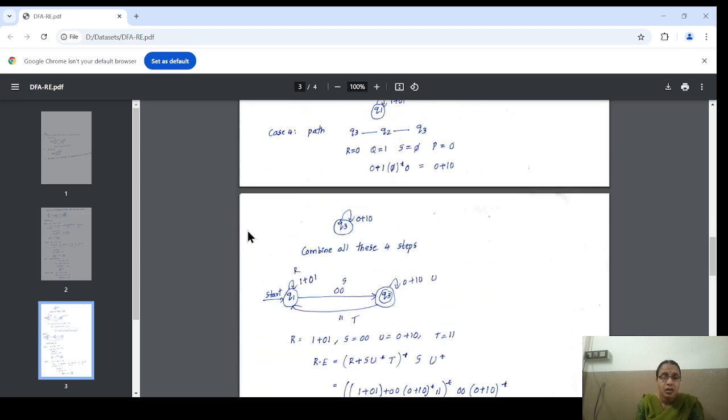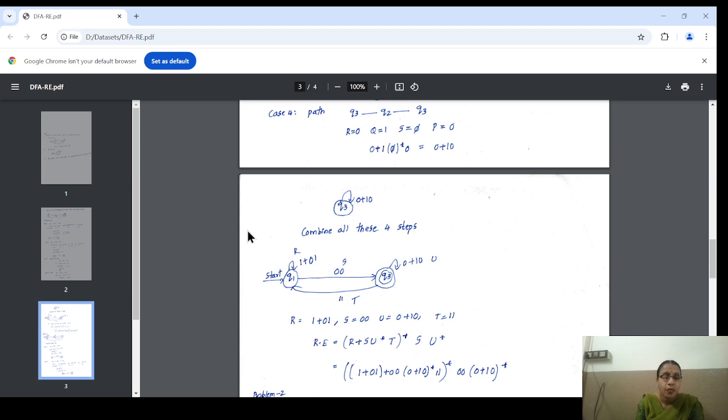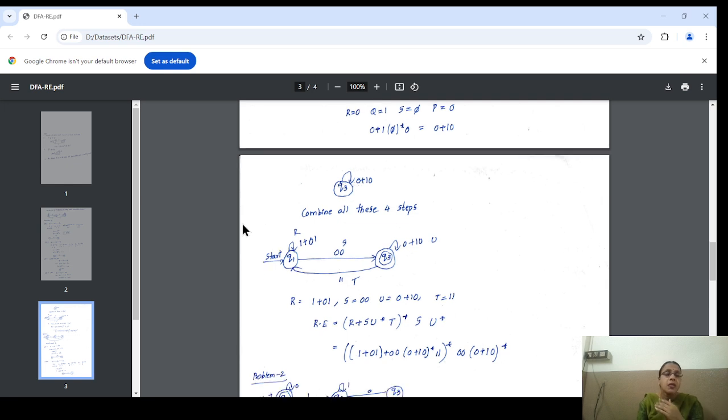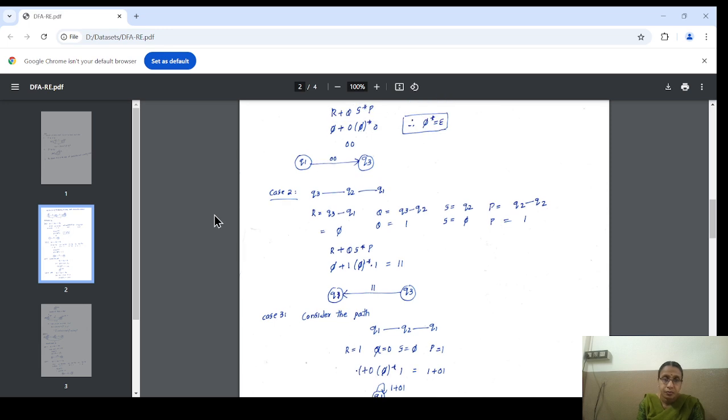all these steps, we get all these four steps. We remain with only the Q1 state and the Q3 state. So R means 1 plus 0, 1, S means 0, 0, U means 0 plus 1, 0, and T means 1, 1. So we get the R, S, T, and U values. You have to substitute in the formula, the regular expression R plus S into U star into T whole star into S into U star. So R means 1 plus 0, 1 plus 0, 0 into 0 plus 1, 0 whole star into 1, 1 whole star, 0, 0 into 0 plus 1, 0 whole star. Like that, we have to convert the DFA into a regular expression.